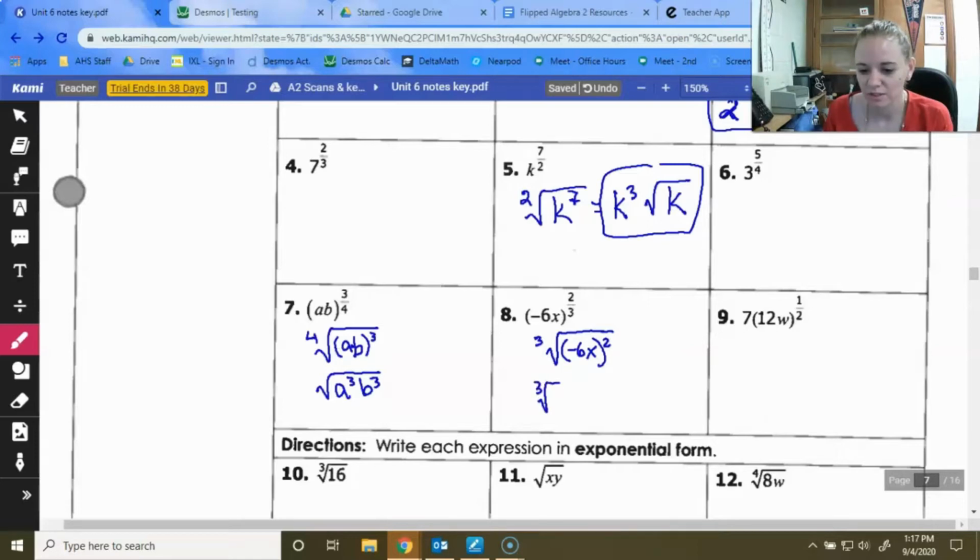What's negative 6 times negative 6? 36. Then we can square the x as well. Now, the only thing we have to make sure of is we don't have any groups of 3 and 36, which would be 3 and 12, which is 3 and 4, and 4 is 2 and 2. No, we only have pairs. So that's it. We can't do anything else.